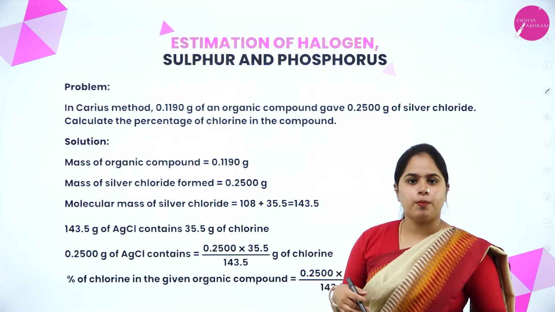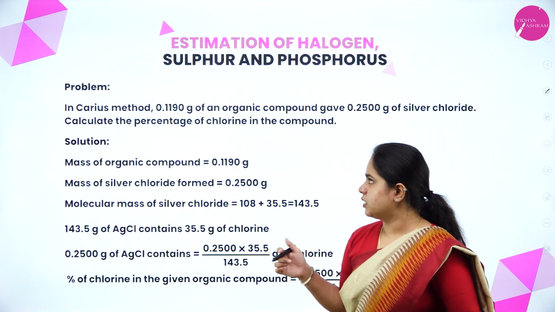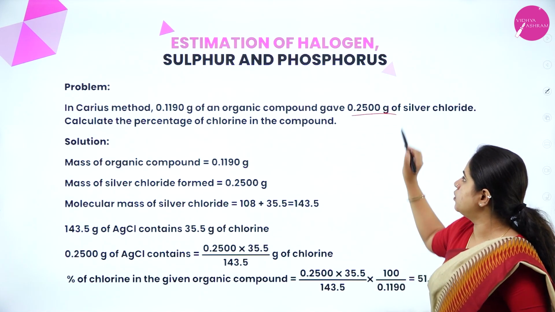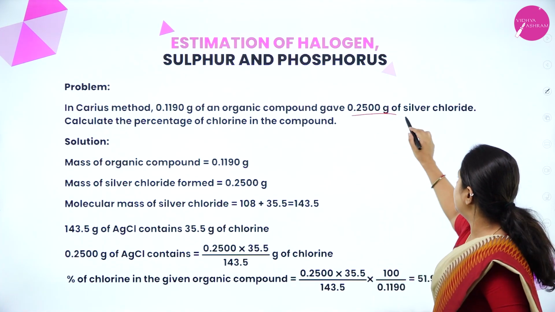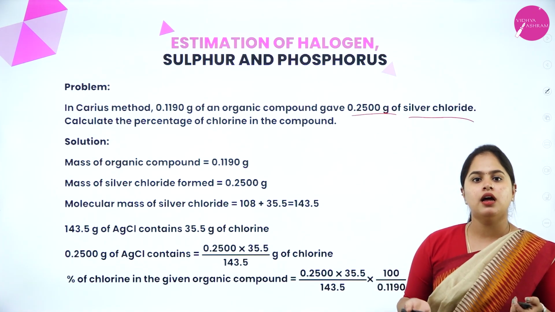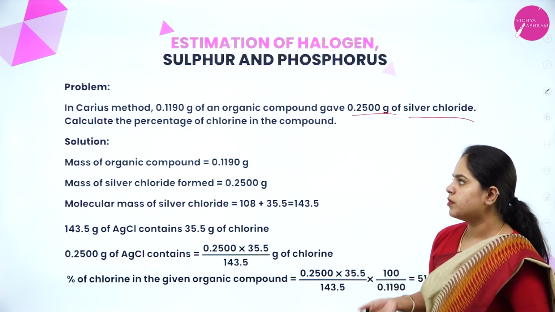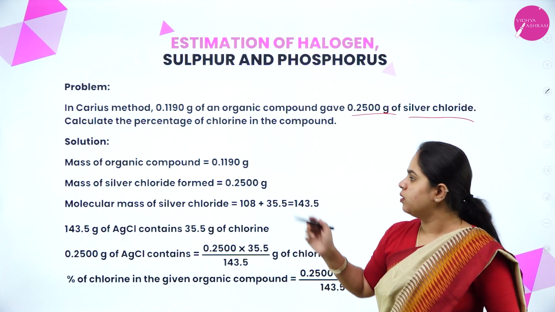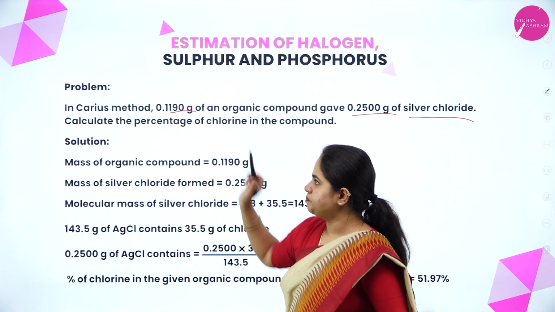So let's do a problem based on this. In Carius method, 0.1190 gram of an organic compound gave 0.2500 gram of silver chloride. So silver chloride is the silver halide which is formed. So our halogen is chlorine. Calculate the percentage of chlorine in the compound. So the mass of the organic compound is given.